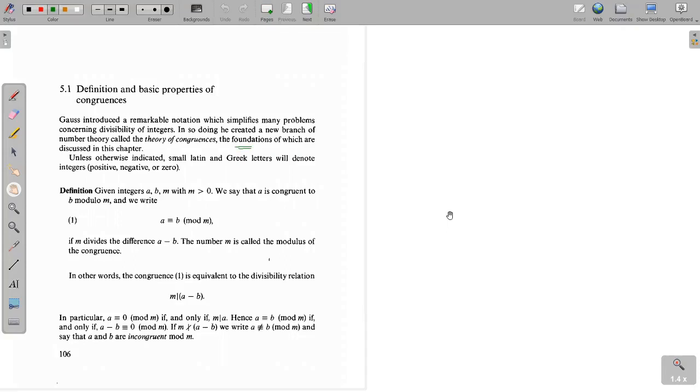Hi all. In this lecture we discuss chapter 5, congruences. Let us begin with the definition of congruence.